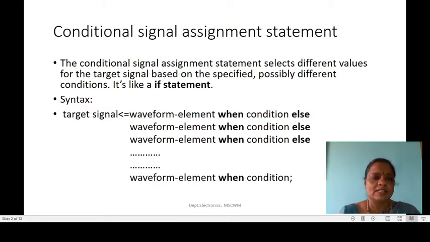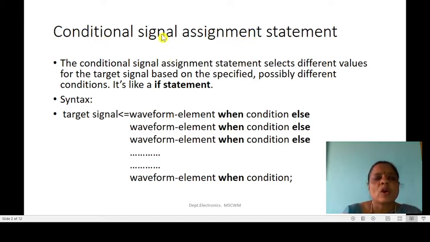In this session, you are going to study the conditional signal assignment statement, the selection signal assignment statement, its general format, and the working of the conditional and the selection signal assignment statement with examples. Okay, let us move to the conditional signal assignment statement.